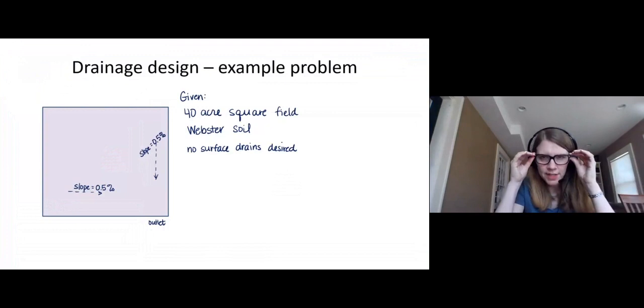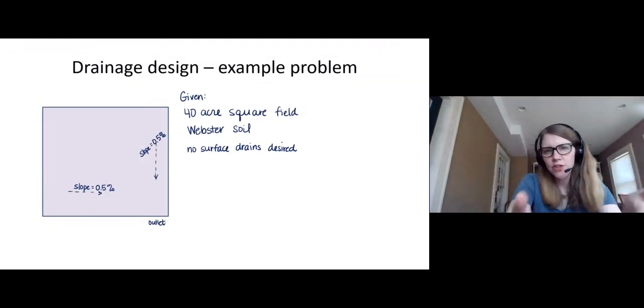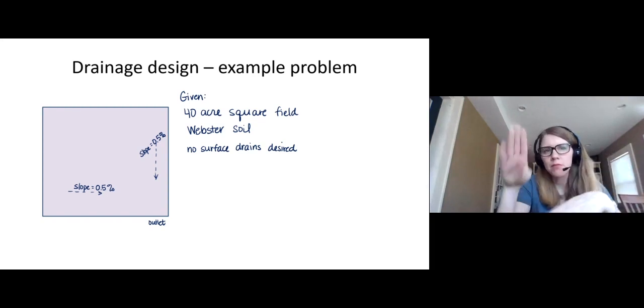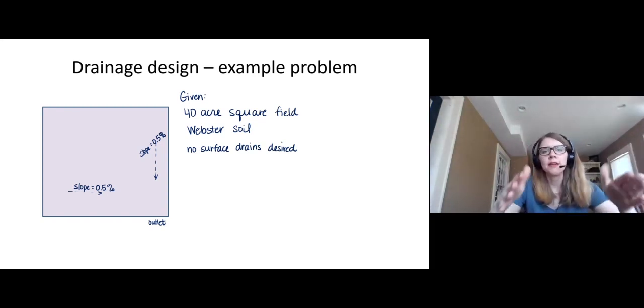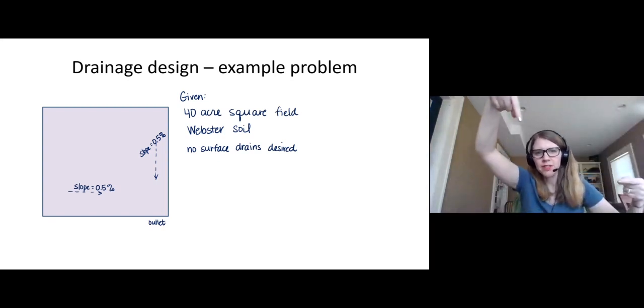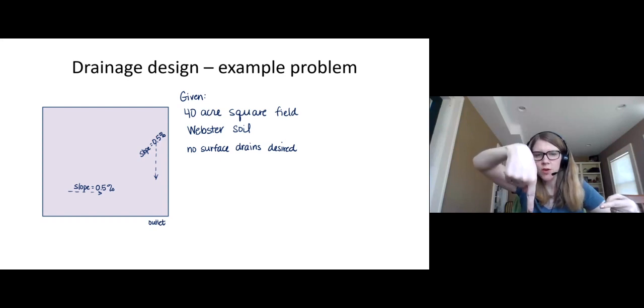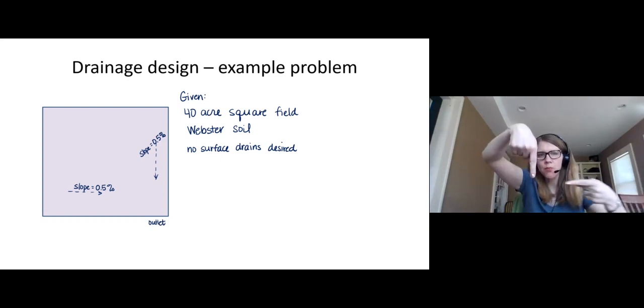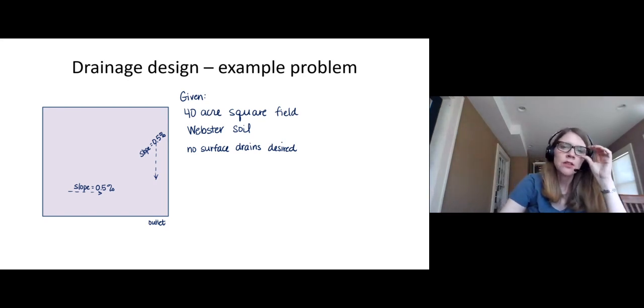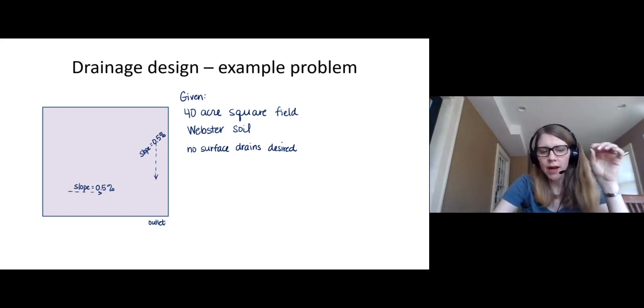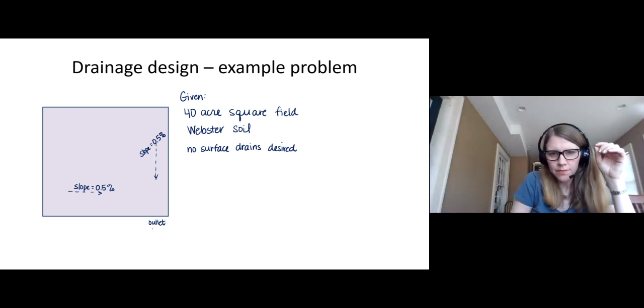Okay, so here's an example. Let's imagine we're given a totally square field, 40 acres, same length and width. It's Webster soil. It's got a totally uniform slope that's actually diagonal, resulting in a 0.5% slope in this direction and a 0.5% slope in this direction, and we don't need any surface drains. And then we have an outlet down at the bottom corner right here.